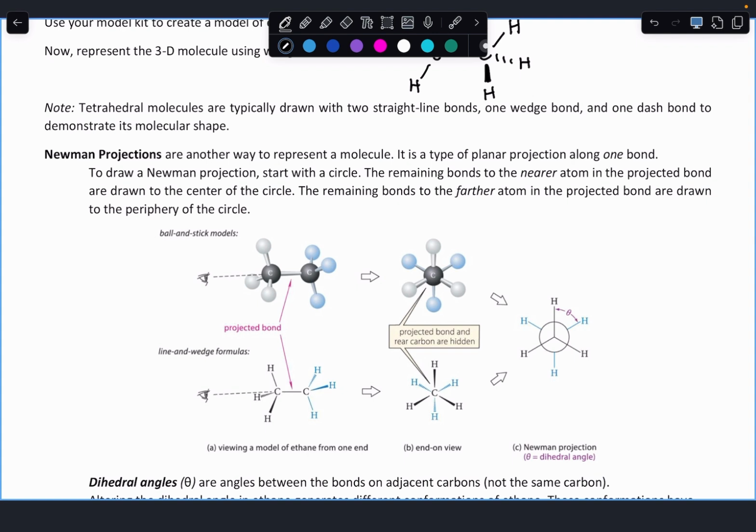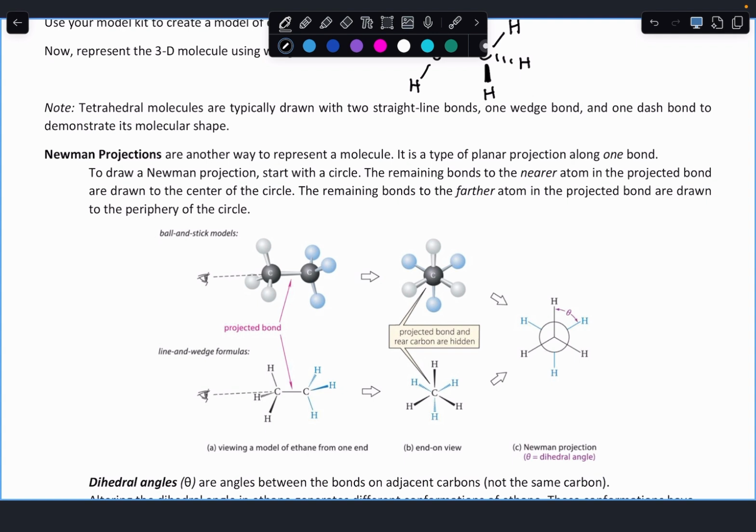We'll get practice drawing them, but this process of drawing the circle, then lines connecting in front of the circle for the front carbon, and lines connecting to the edge of the circle for the back carbon, that is key for drawing the Newman projection.